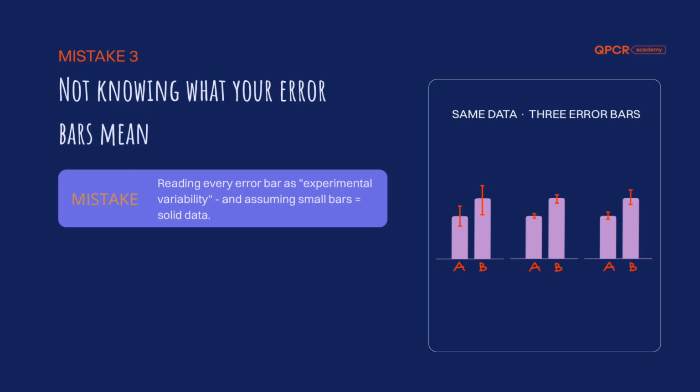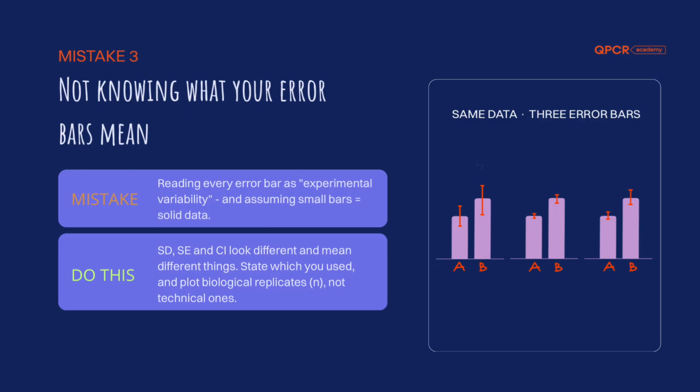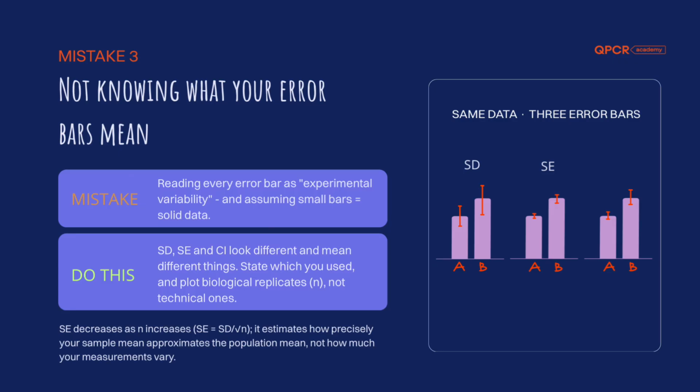But error bar isn't one single metric, and each type tells a different story. Standard deviation, or SD, shows the spread of your raw data. Standard error shows how close your sample mean is likely to be to the true population mean. It shrinks as sample size grows, so a large N can make your data look more precise than it really is. Confidence interval, or CI, is a range, typically standard error times 1.96, within which the true value is expected to fall with a given probability.